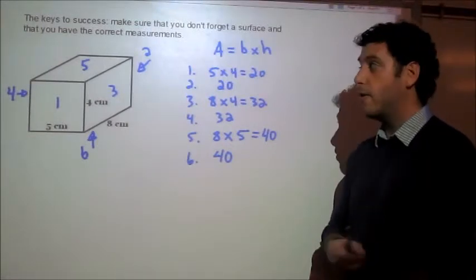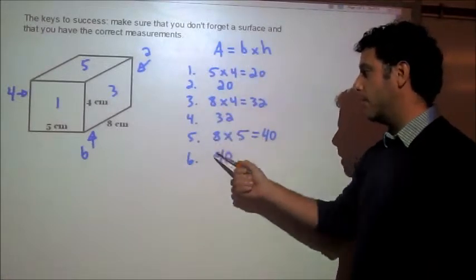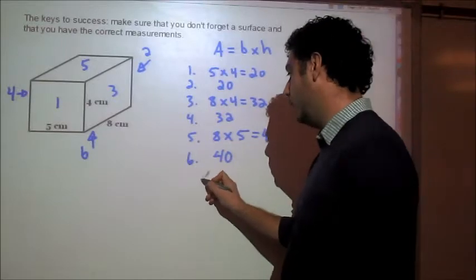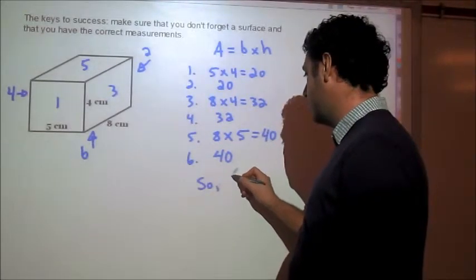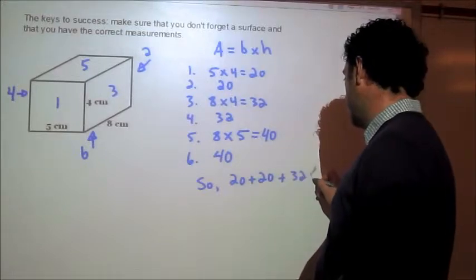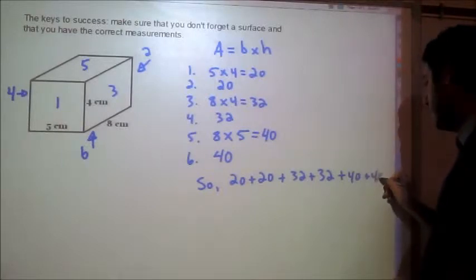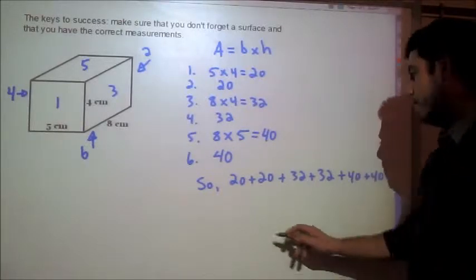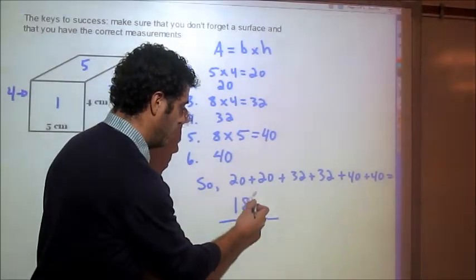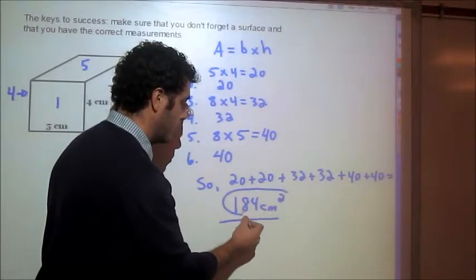Now, the surface area of the right rectangular prism is determined by adding up all of the areas of the 6 sides. So now, we get to add up all of these. 20 plus 20 plus 32 plus 32 plus 40 plus 40, which is 184 square centimeters, or centimeters squared.